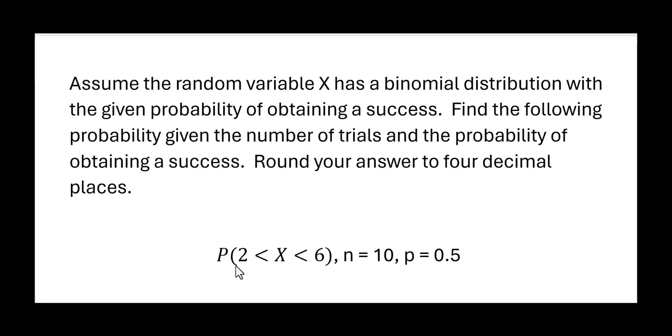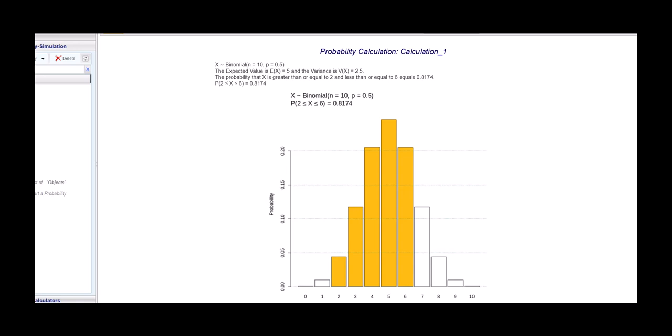But let's say I have something like this where I'm excluding those endpoints. So 2 is less than x is less than 6. There's no equal to sign there. So in other words, I only want to capture the values of 3, 4, and 5. So how can we do that?